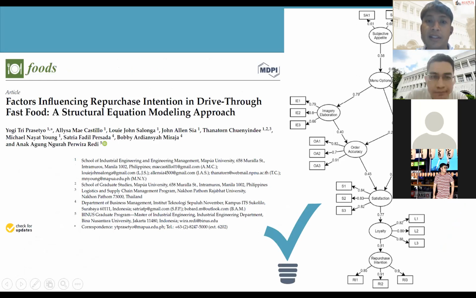And then this is just another publication about online drive-through fast food. What factors actually affect the repurchase intention in drive-through fast food? Because in the Philippines, we have Jollibee. Jollibee is like the McDonald's of the Philippines, very famous. So we did that kind of study. We can do it if everyone is interested in this kind of topic.